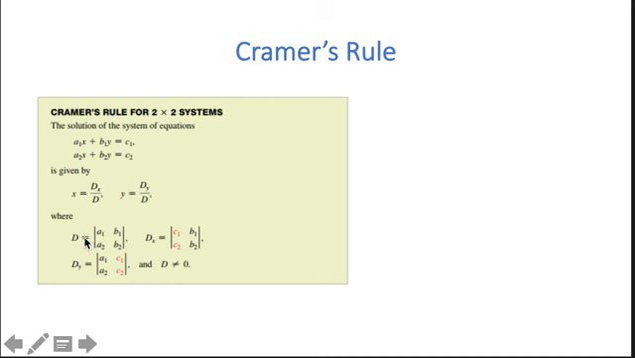So you have the D matrix, which is basically your coefficient matrix, and then D sub x. If you take out the x terms and put the constant terms in their place, those are the coefficients that you're going to write here. Same thing with D sub y. Take out the y terms and put the constant terms in for the coefficients. It's easier to look at this with an example.